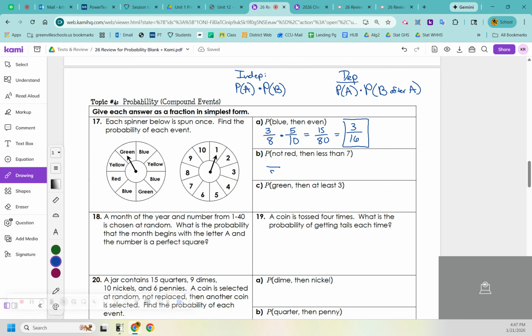Okay, the first spinner, not red. So there's 8, and then there's 1 red, so that means 7 of them are not red. Times the probability that it's less than 7. There's 10 numbers. Less than 7 does not include 7, so these 6. 7 times 6 is 42 over 80. And then if you reduce that, you'll get 21 over 40.